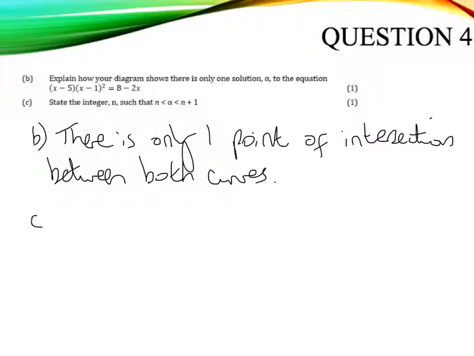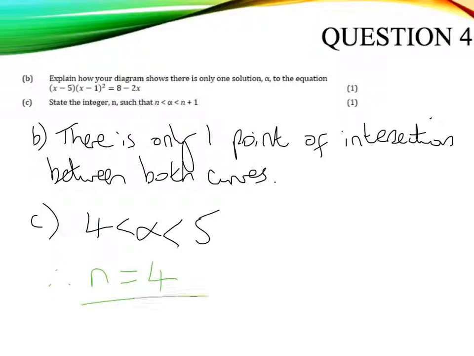And for part C, state the integer n such that alpha lies between n and n plus 1. Well, the alpha, we could see that it was somewhere in between 4 and 5. So alpha would lie between 4 and 5, and in this case, if we're looking at the notation, n would have to be 4. So therefore, n is 4. Okay, not too bad for parts B and C.